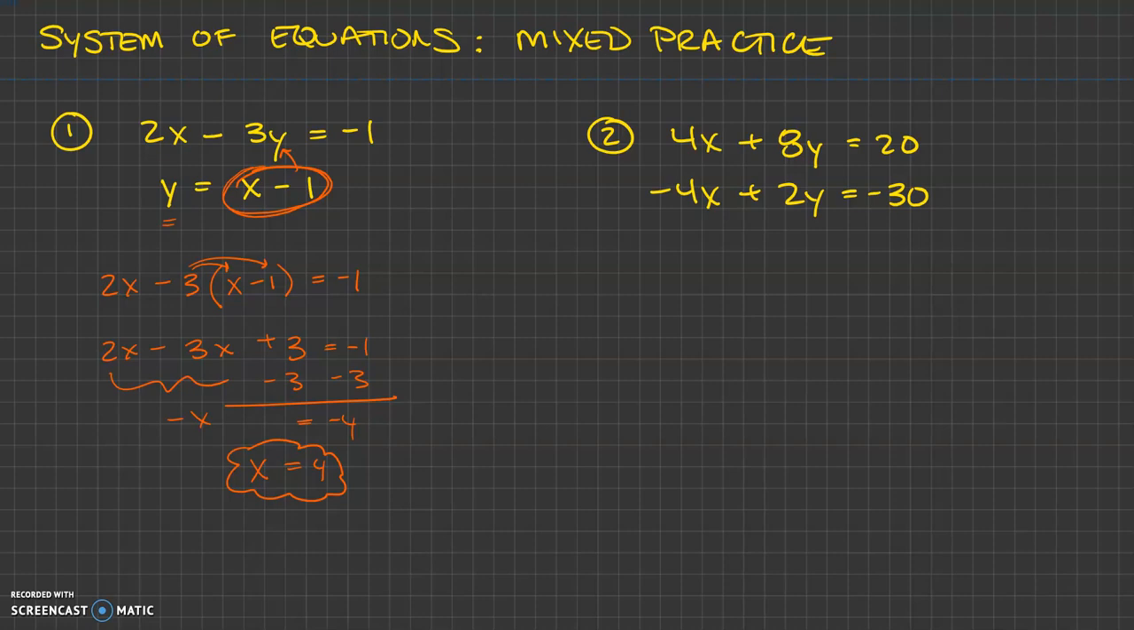And let's plug it back in. y equals 4 minus 1. So y is equal to 3. The solution to this system is 4 and 3.